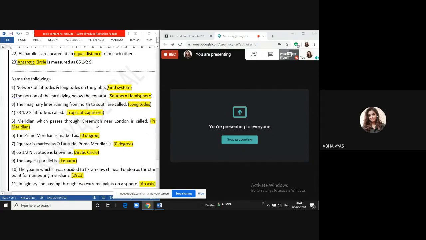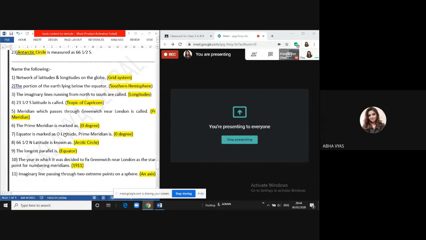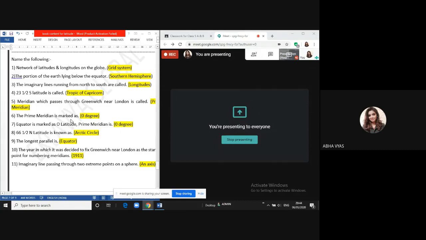The meridian which passes through Greenwich near London is called the prime meridian. The prime meridian is marked as 0°. Equator is marked as 0° latitude. Prime meridian is also at 0°. 66.5° north latitude is known as the Arctic Circle. The longest parallel is the equator.